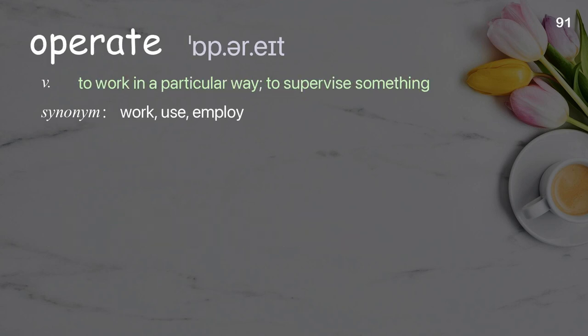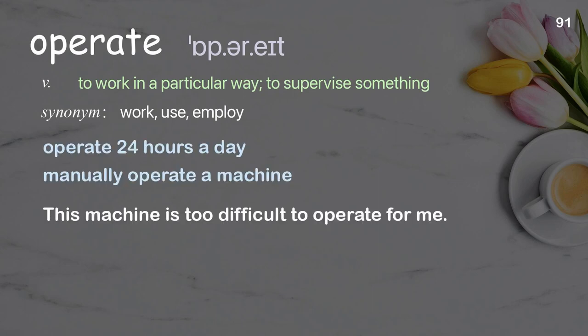Operate: to work in a particular way, to supervise something. Examples: operate 24 hours a day, manually operate a machine. This machine is too difficult to operate for me.